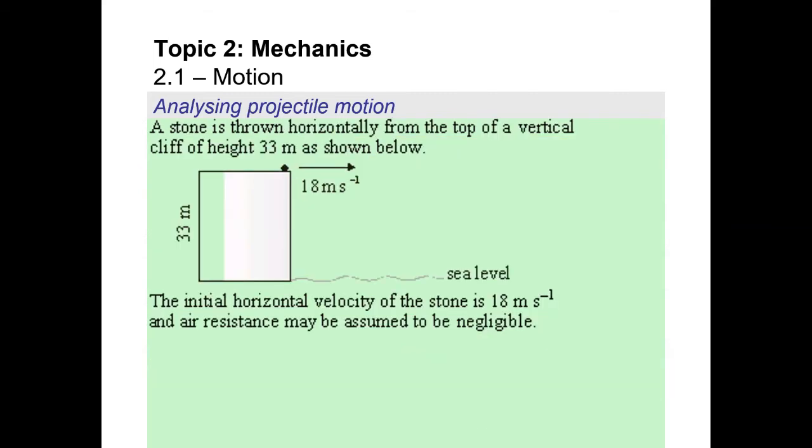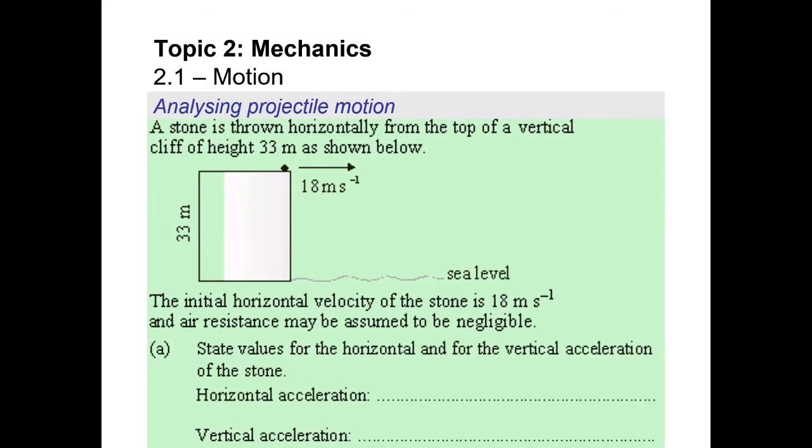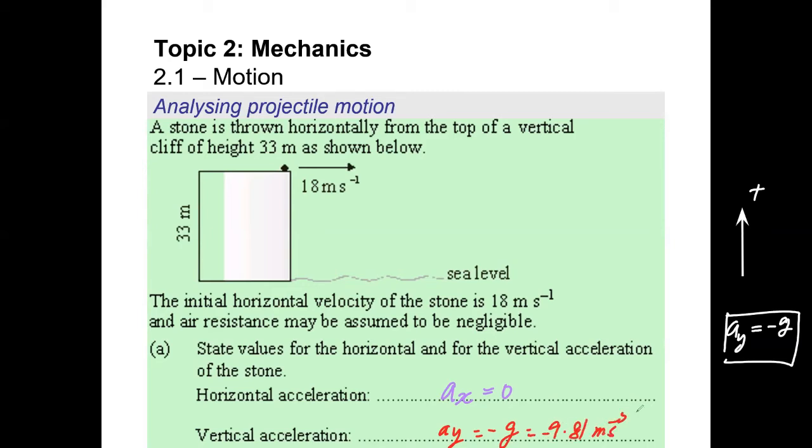The initial horizontal velocity of the stone is 18 meters per second, and air resistance may be assumed to be negligible. State the value for the horizontal and for vertical acceleration of the stone. Horizontal acceleration in projectile motion equals 0. Vertical acceleration: since we choose upward as a positive reference, acceleration due to gravity in y component equals minus g. So that is ay equals minus g, which is minus 9.81 meters per second squared.